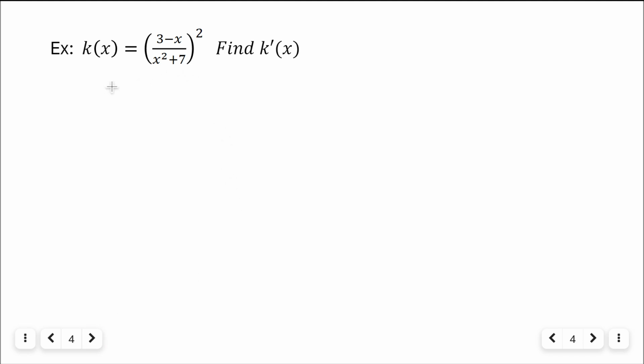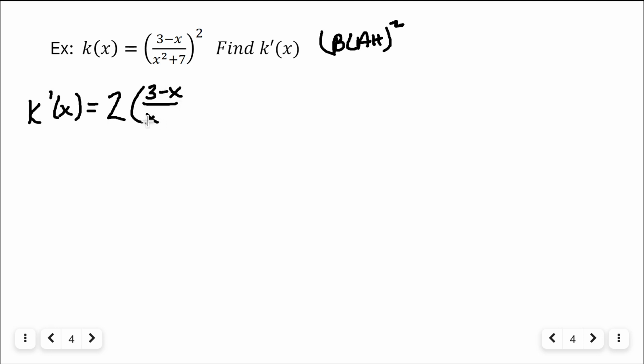So here's k of x. It's equal to (3 minus x) over (x squared plus 7), raised to the second power. I want you to find k prime of x. So this is blah squared, right? I want to find the derivative of something to the second power. Here we go. All right, use the power rule. Bring the 2 down. Leave the blah.